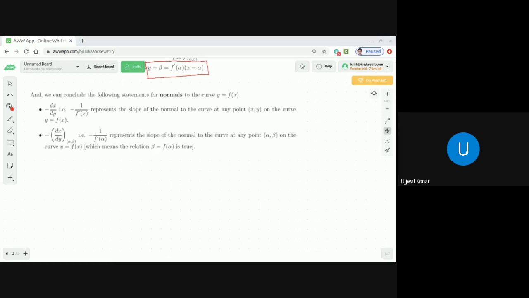Correct? Now let us find what will be the equation of the normal. Okay, dear students, so let me find the equation of the normal. Let me take it from the study material.